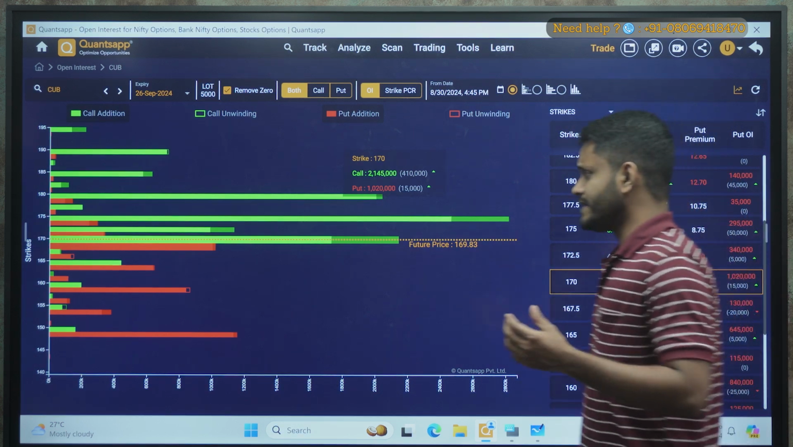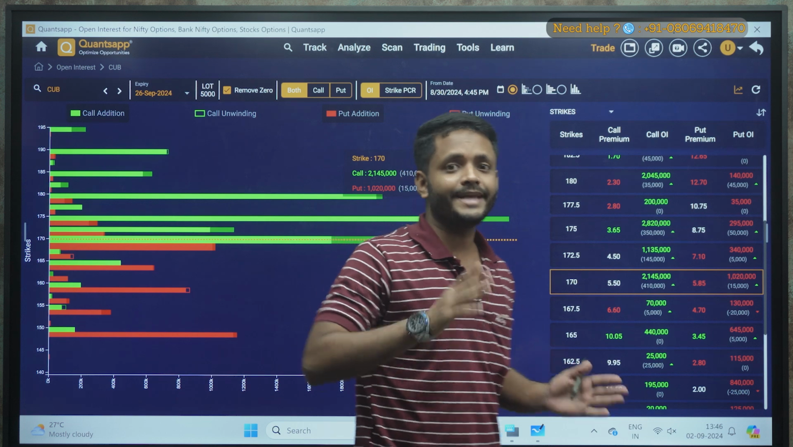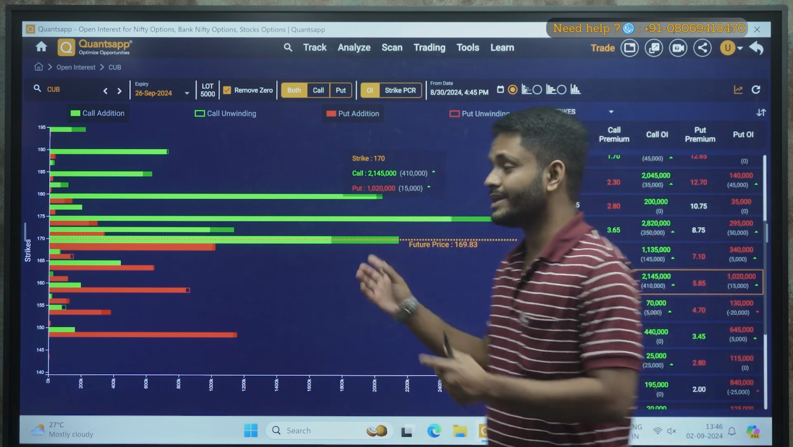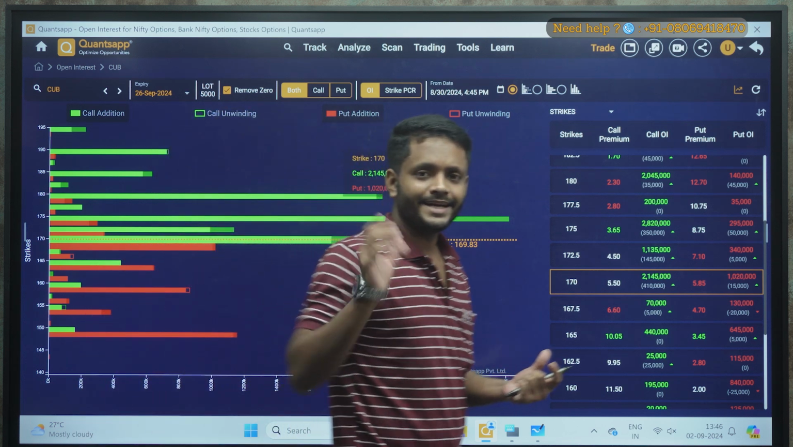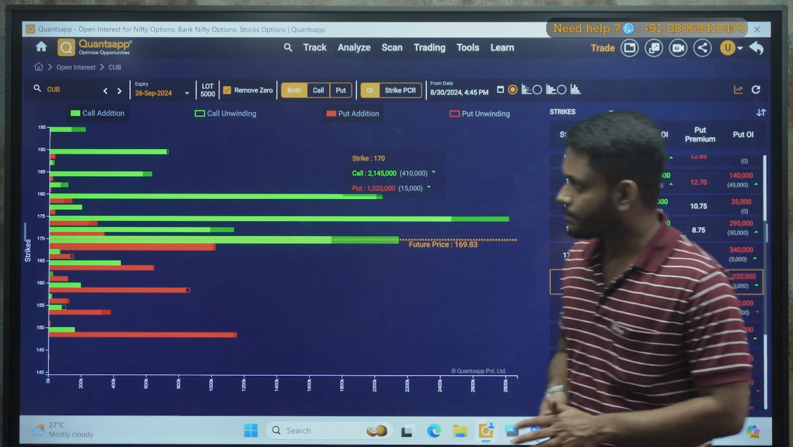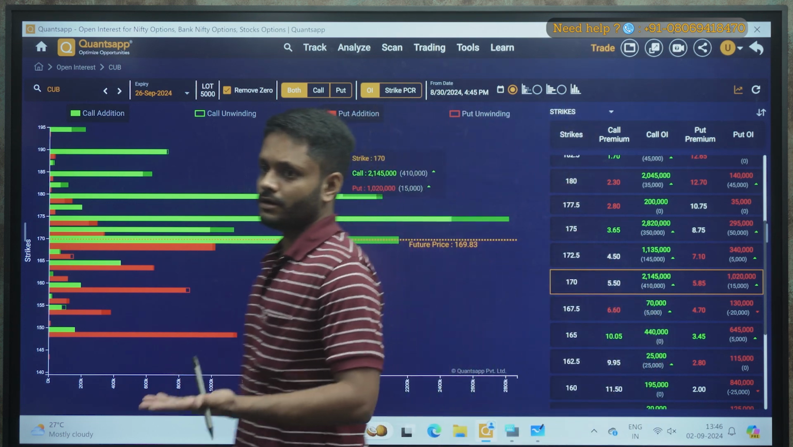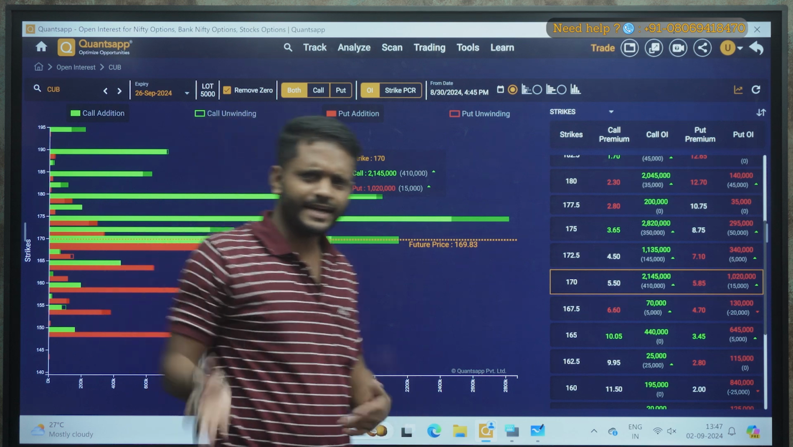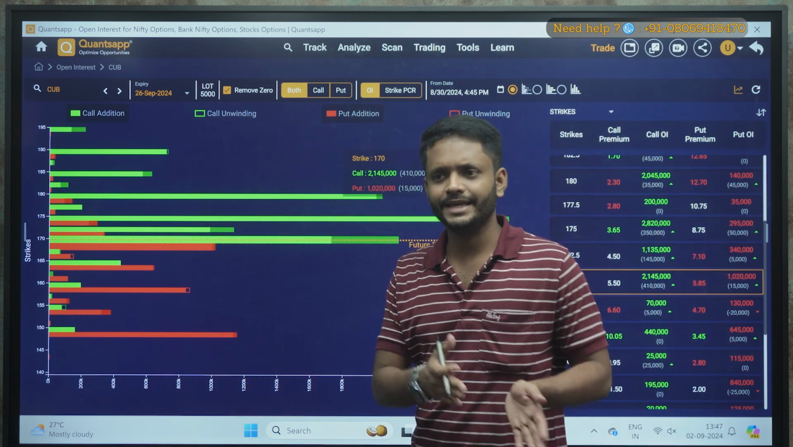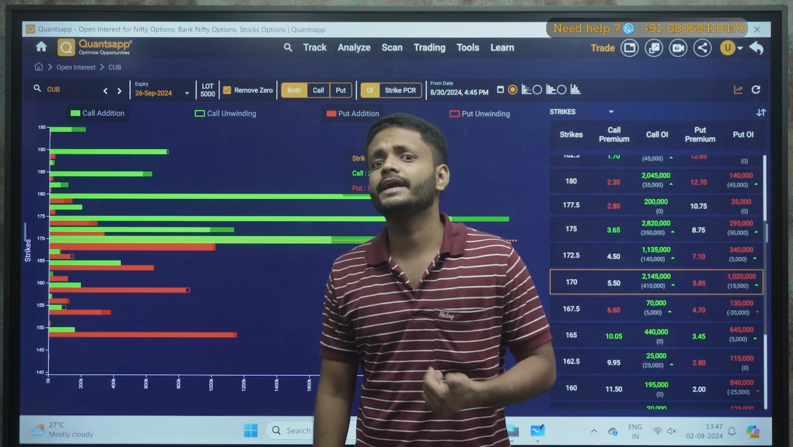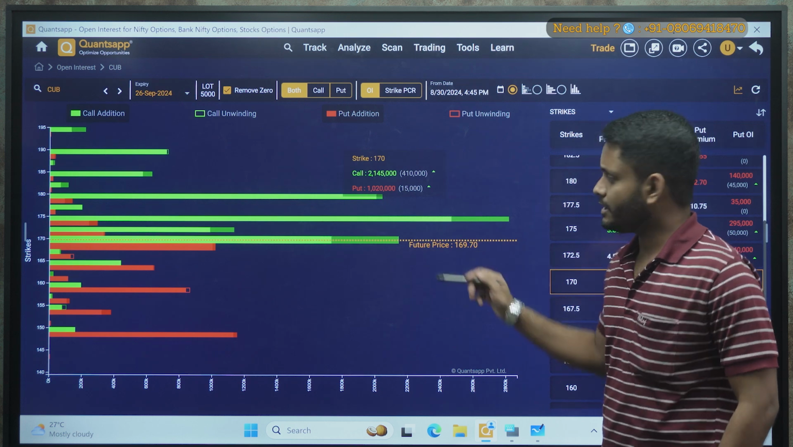Okay, so it is said that dono haath se taali bajti hai, correct? So you have to combine technicals as well as data. Only a data driven trader won't be able to sustain in the market, neither a data driven trader nor only a technical trader. If you combine technical as well as data, definitely you will be getting a better output, I would say. Okay, so this is how you are supposed to go and check the open interest.